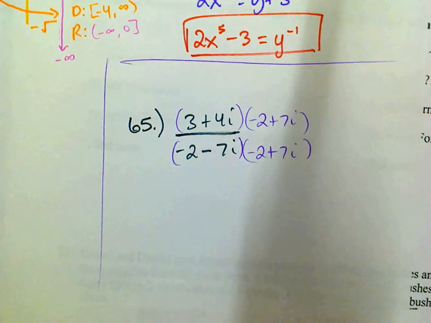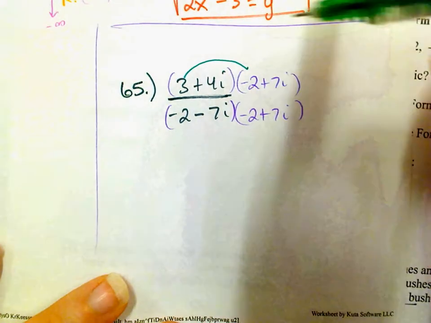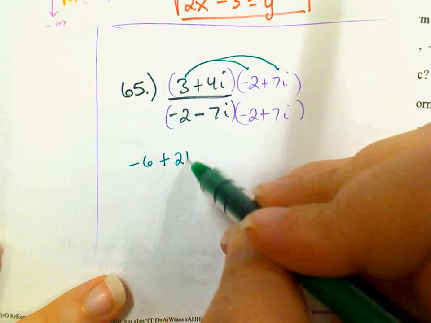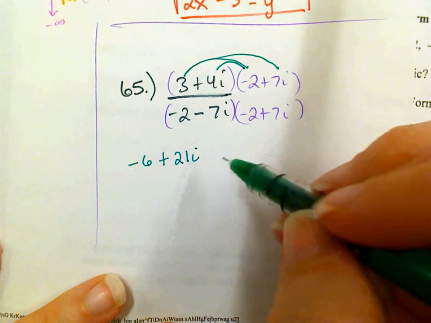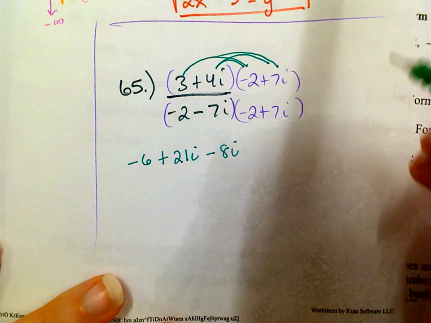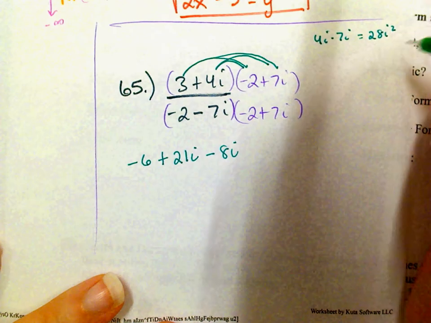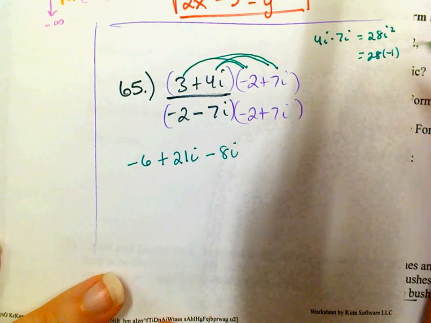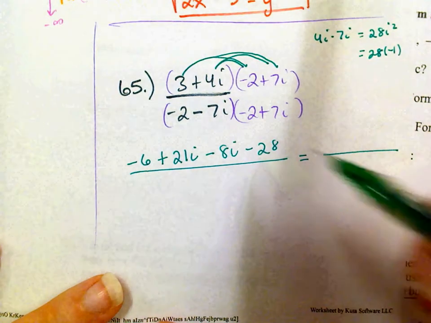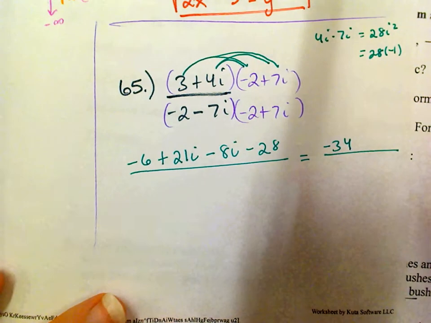What's 3 times negative 2? What is 3 times 7i? Okay, what's 4i times negative 2? And what's 4i times 7i? Right. 4i times 7i is a positive 28i squared, but i squared is negative 1, so that is minus 28. And that simplifies to, what's negative 6 minus 28? And what's 21i minus 8i? 13i? Okay, so there's my numerator.